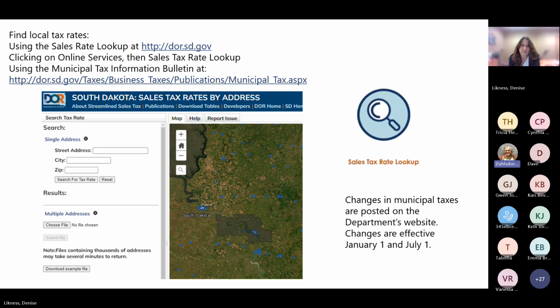We have a question. Okay. If you are a campground that does programming and there is only a fee for the program and not for staying in the campground, what taxes would apply to that? And I'm going to let you answer that one.